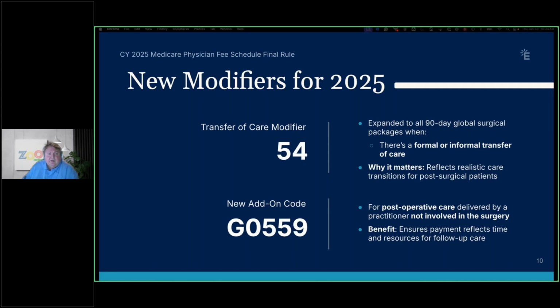So modifier 54 is for surgical care only, when one physician performs the procedure and another provides pre-op and post-op care. And then modifier 55 is for whoever the physician is that's doing the post-op management.